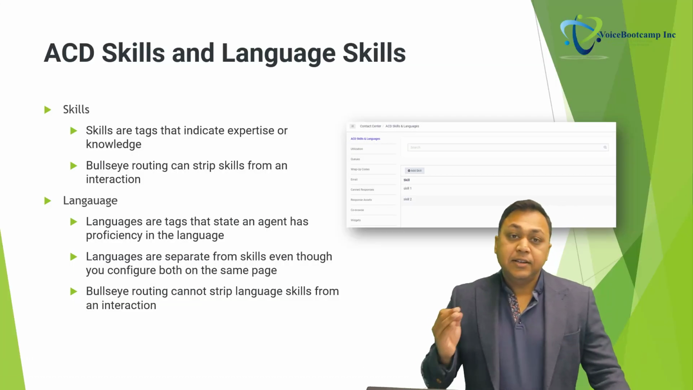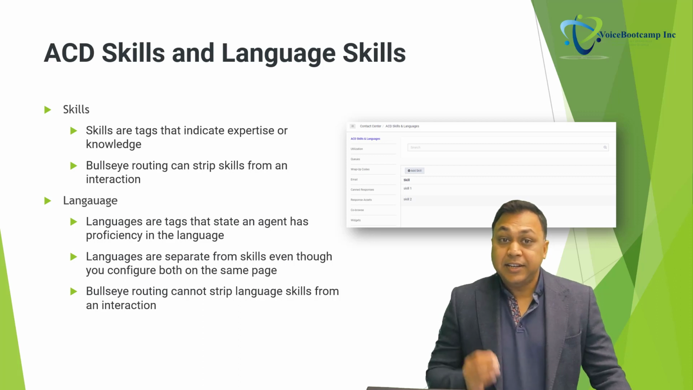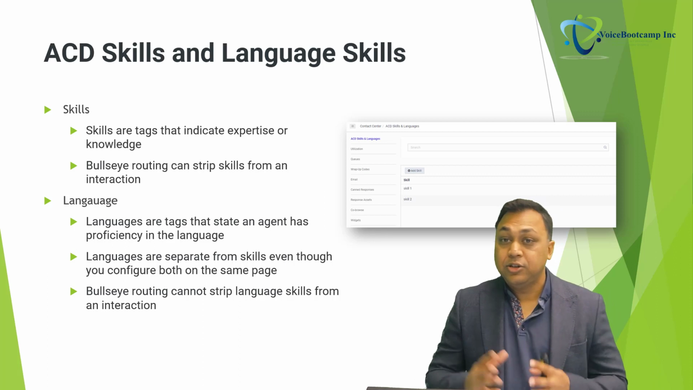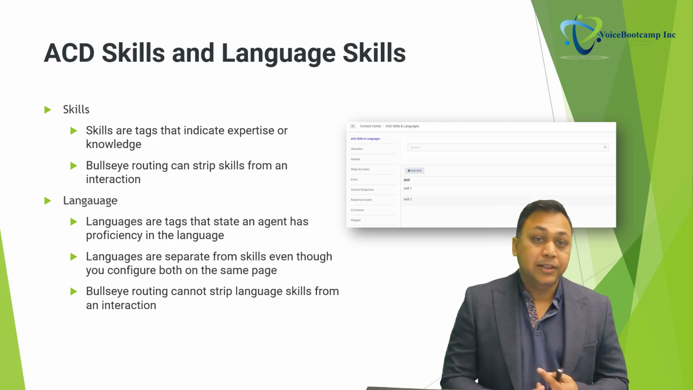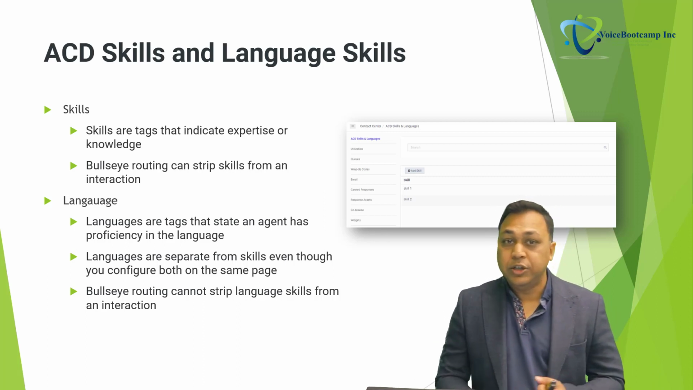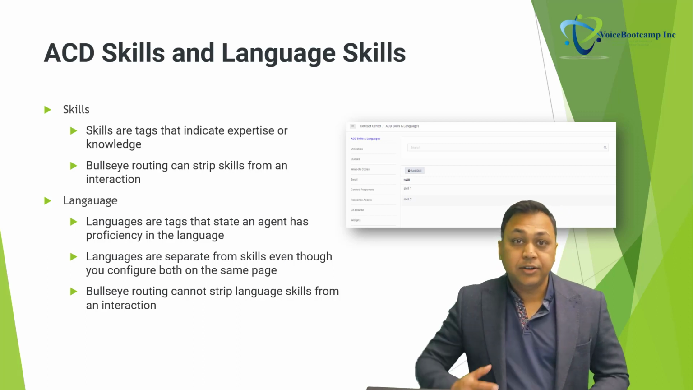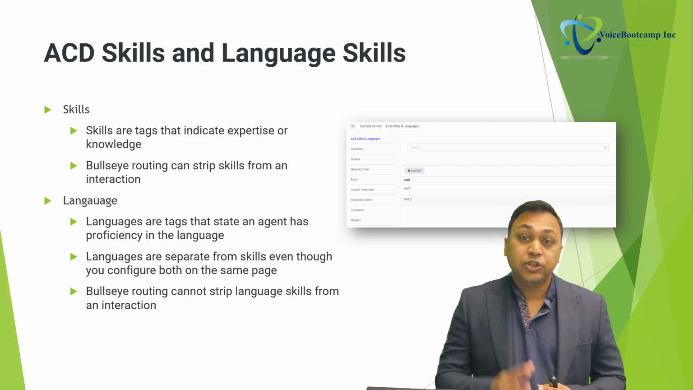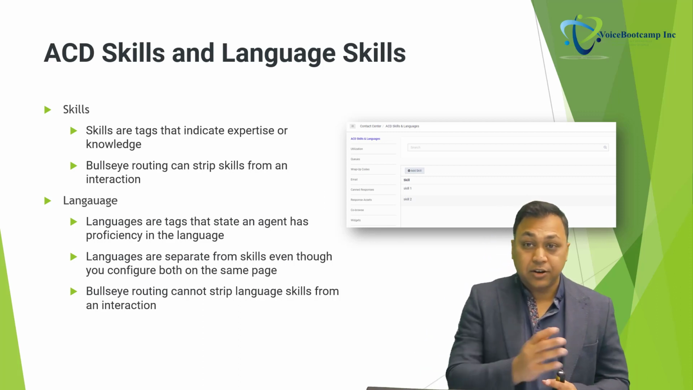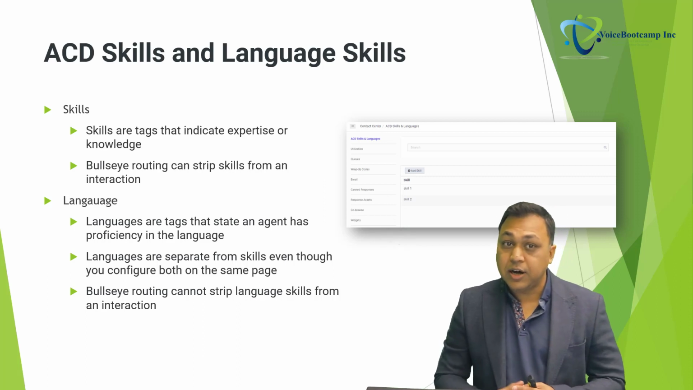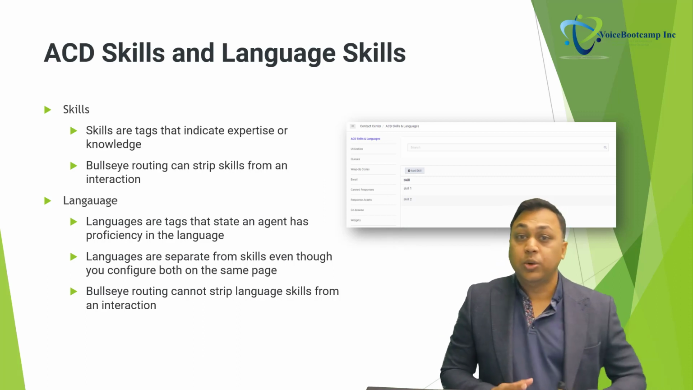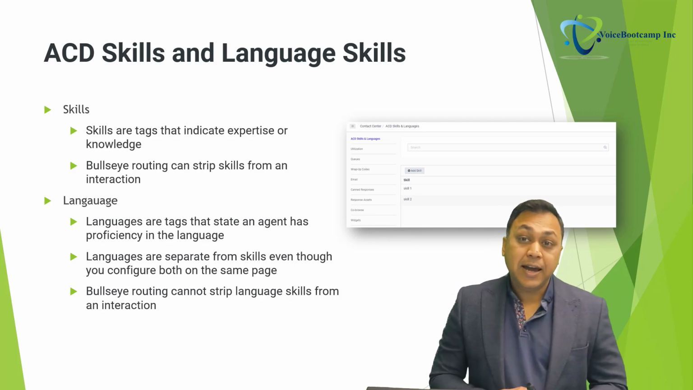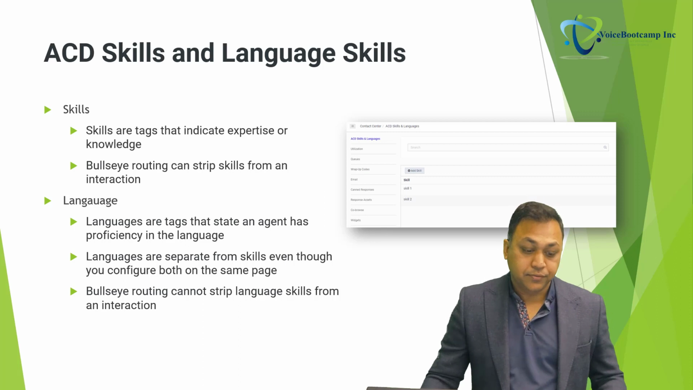So skills are tags that indicate the expertise or knowledge that an agent must have to handle an interaction, such as billing, SAP, database, Windows, Linux, routing, switching, collaboration, etc. Genesys Cloud assigns skills to an interaction either in an Architect flow, or email configuration under the admin menu, or a web page with a web chat transferred to a particular queue. Bullseye routing can strip skills from the interactions if required.